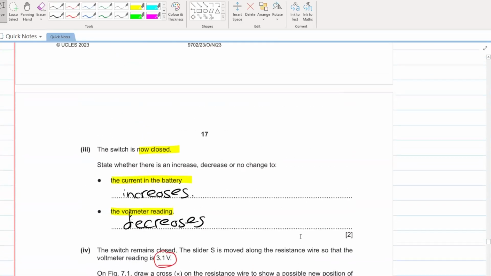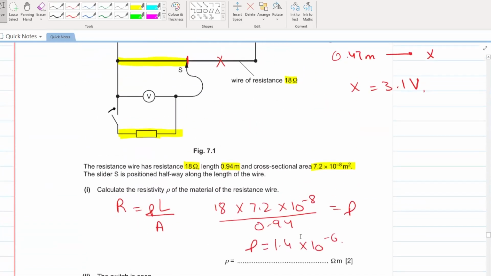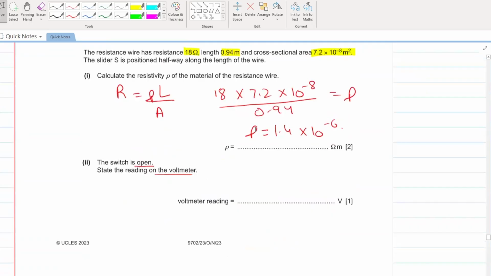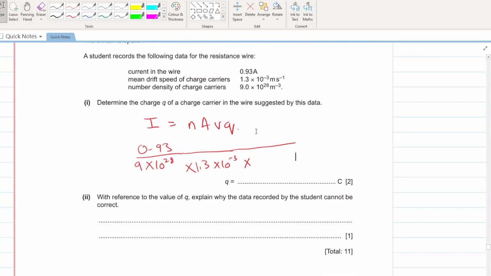Do you have the area? Yes. What was the area? 7.2 into 10 raised to the power of negative 8. Plug that in as well. 7.2 into 10 raised to the power of negative 8. What does your charge come out to be? 1.1 into 10 raised to the power of -19 coulombs is your charge.